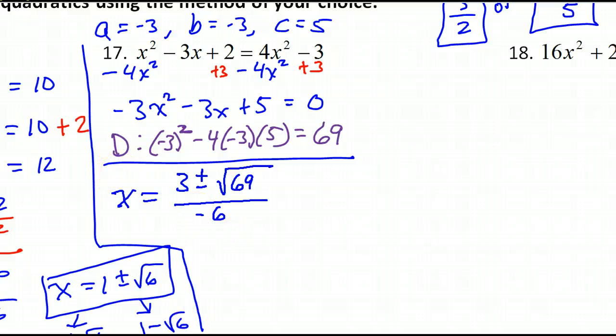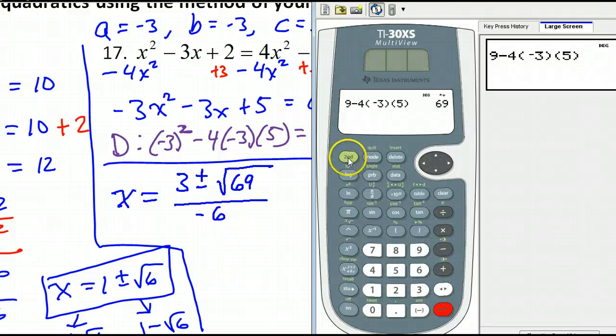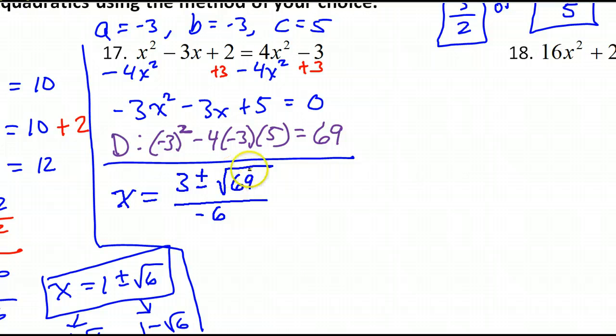Okay, now if you were to try to take the square root of 69, you would find that it cannot be simplified. So that's just going to stay that way. And you know what, really, this is the answer. Okay, that's it. Put a box around it. You're done.